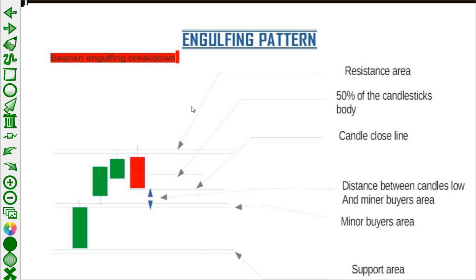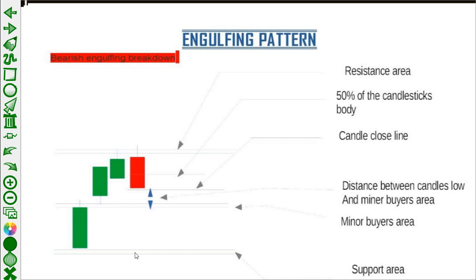So this is the first rule, and once we confirm that we are on the seller side, we are going to take the bearish engulfing pattern. As we can see in this image, this is a resistance area, this is the 50% close line, and this is the close of a candle, and this is a minor bias area, and this is the support area.